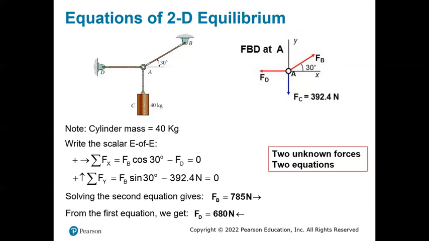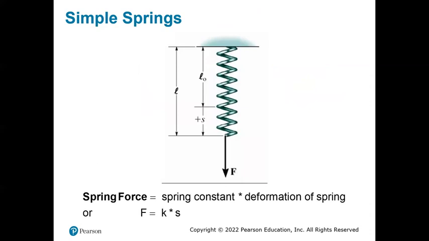So we looked into cables and pulleys. Now we're going to look into another type of system, which is called a simple spring. So we know the spring is going to be hanging. When you apply a force or weight, what happens? The length is going to be stretched out. So you have the initial length and it's going to elongate.